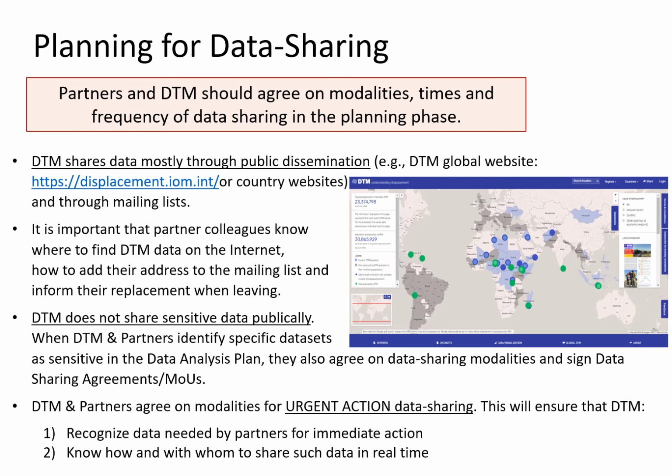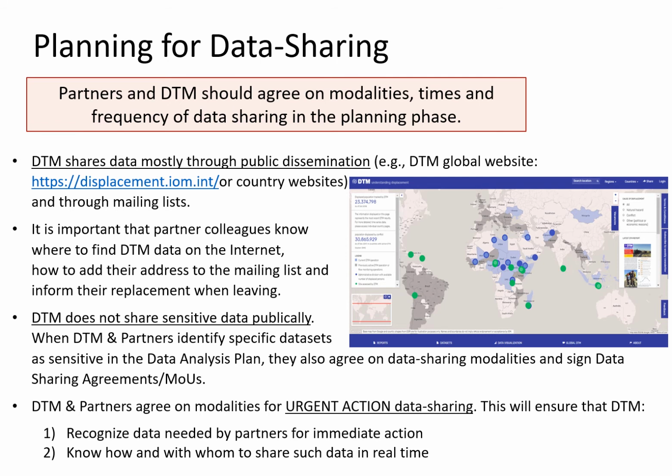It's true that DTM shares data mostly through public dissemination, for example, the global DTM website, displacement.iom.int, or country websites, or through mailing lists. It is very important that partners' colleagues know where to find DTM data and when it's updated and when it's uploaded on the internet, how to add their address to the mailing list if that is the tool that the DTM coordinator is using to share data and reports. And it's also very important that partner colleagues inform their replacement of all of this when and if they leave, so that the information is not missed and the replacement will be able to continue the cooperation with DTM and the use of the data.